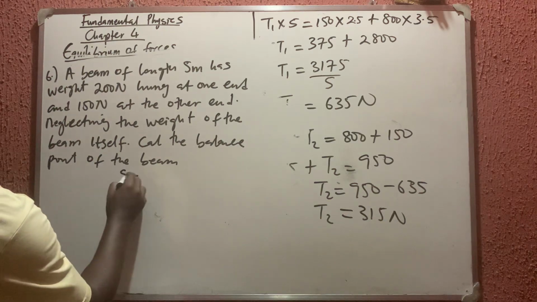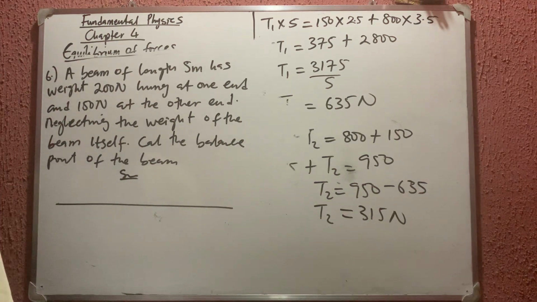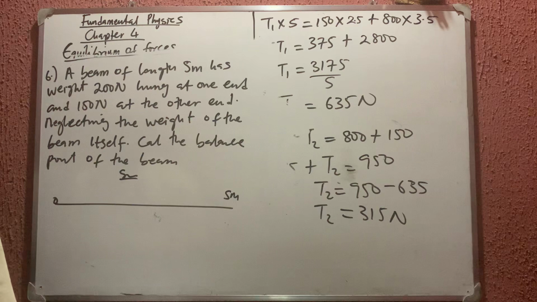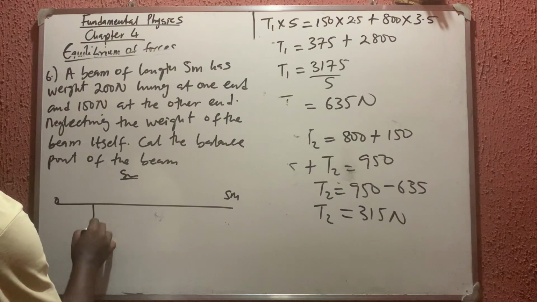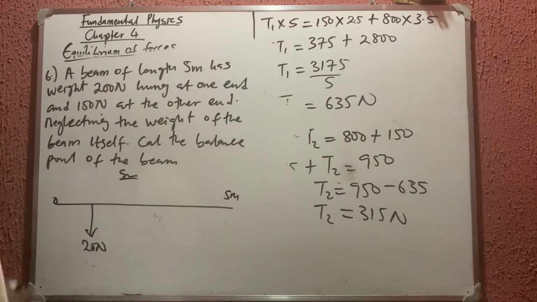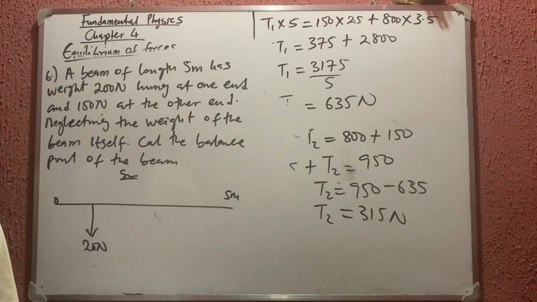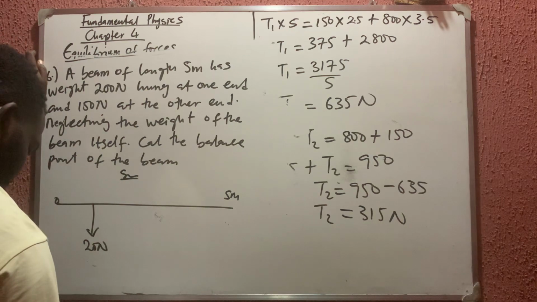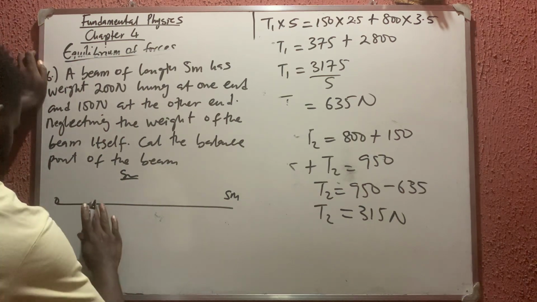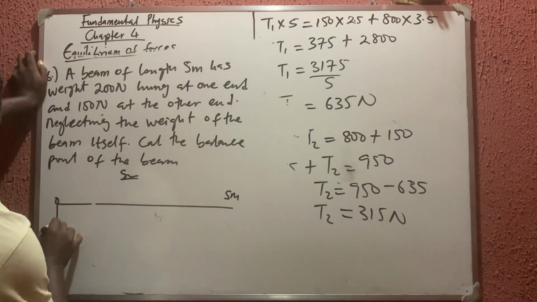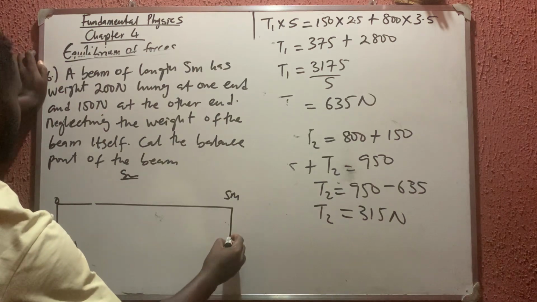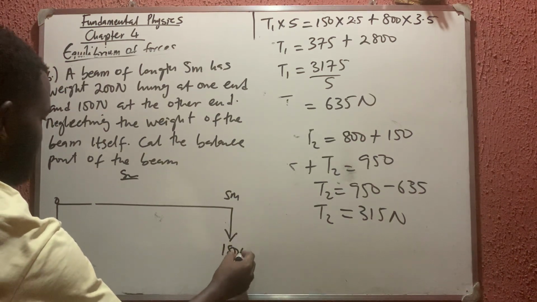Let us draw a solution. Drawing it, I have this. They say a beam of 5 meters, so from here to here is 5 meters. The first weight here is 200 Newton, but I don't know where it is. Let me put them at both ends, as they say they are at both ends. So this one is 200 Newton at the end, then the other one is 150 Newton at the other end.